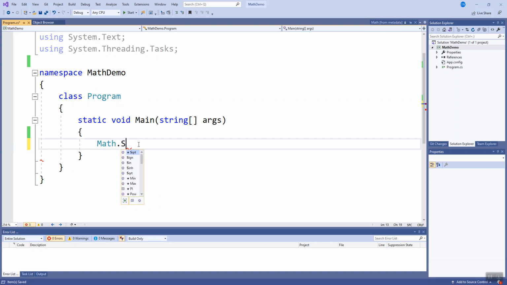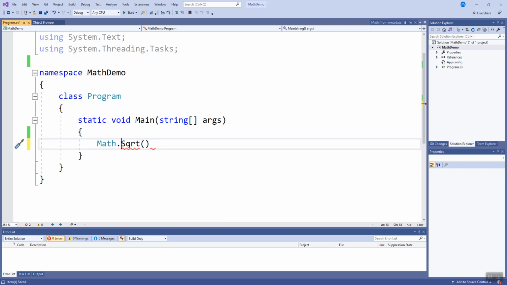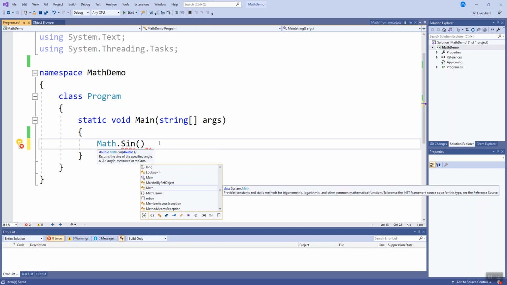All right, so you want to take the square root of a number? There you go, math dot square root. And it says that it takes a double and returns you a double. So if you want to take the sine of something, math dot sine, there it is, sine.